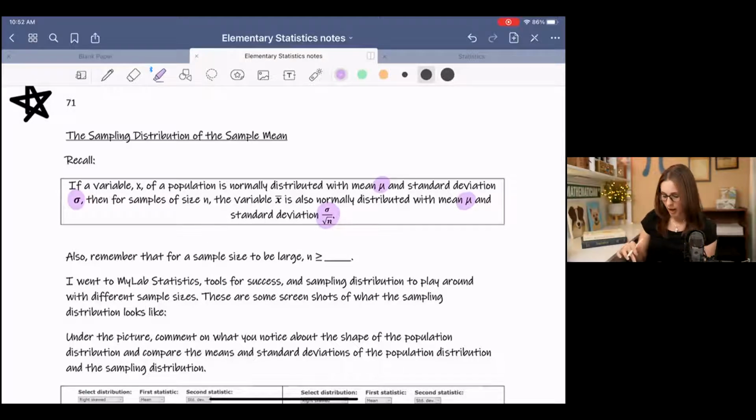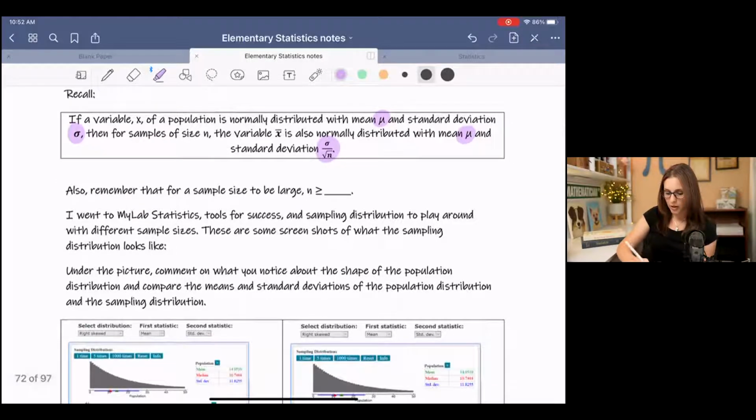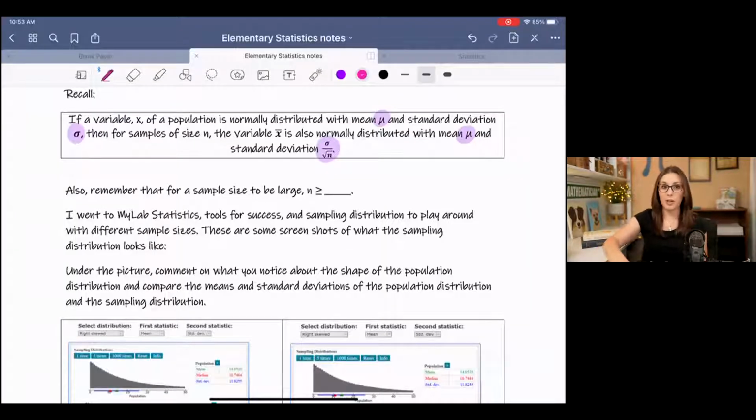If that's not making sense to you, make sure you go back and watch that video. And also remember that for a sample to be considered large, it has to be greater than or equal to 30. And that's going to play into what we're looking at today.